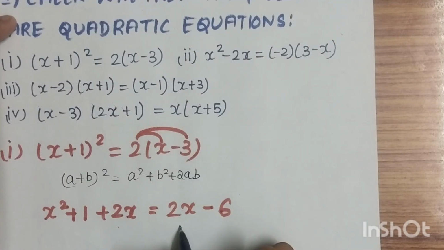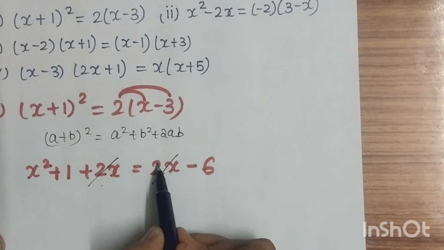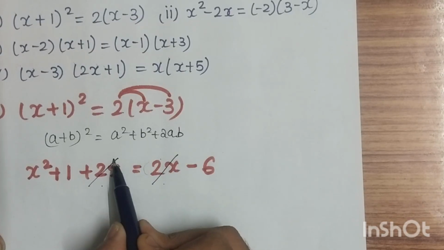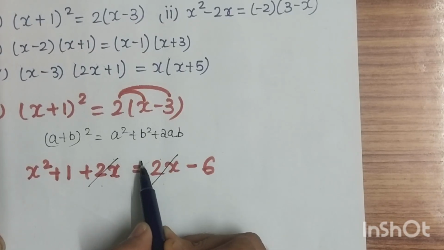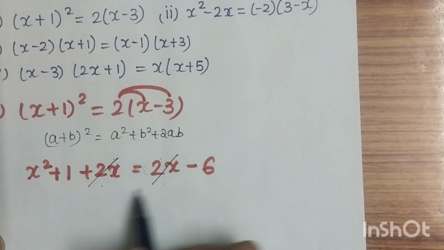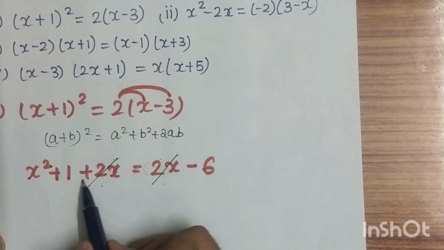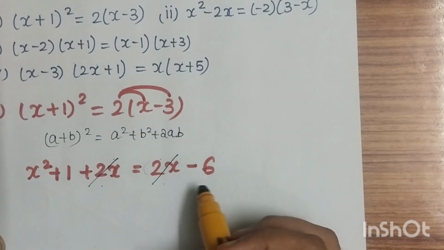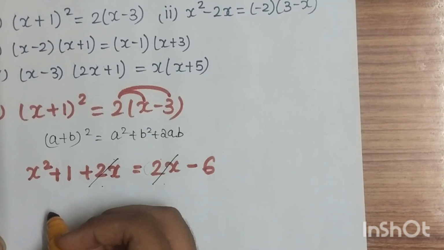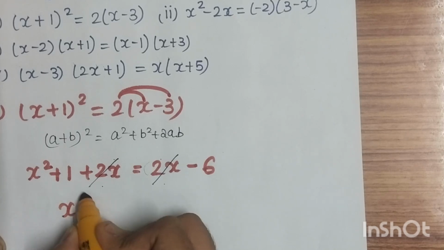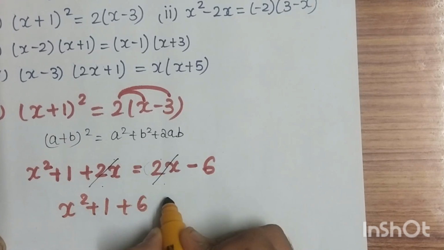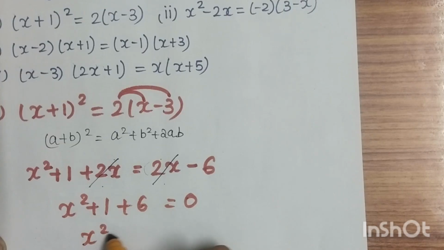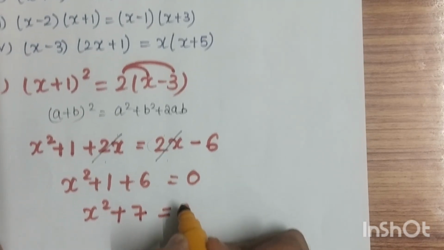Now what happens? This 2x and this 2x get cancelled, because if I shift this 2x to the LHS, obviously it will become 2x minus 2x, which is 0. So instead of all this shifting, I have cancelled like this. Plus 2x and plus 2x get cancelled out. Now I'm going to shift this 6 to this side, so it becomes x square plus 1 plus 6 is equal to 0. So x square plus 7 is equal to 0.